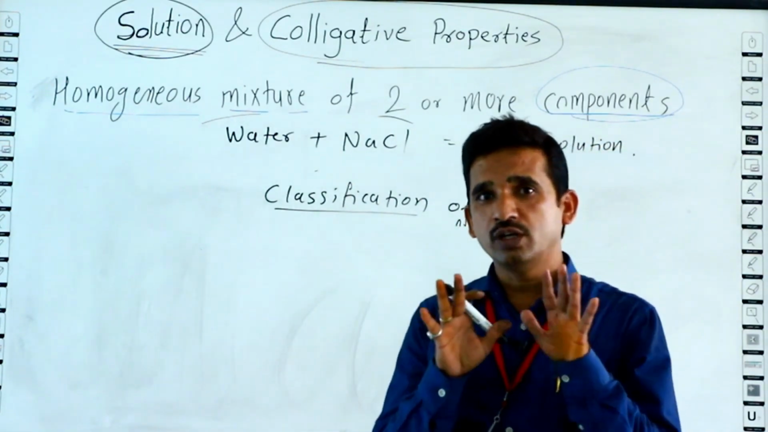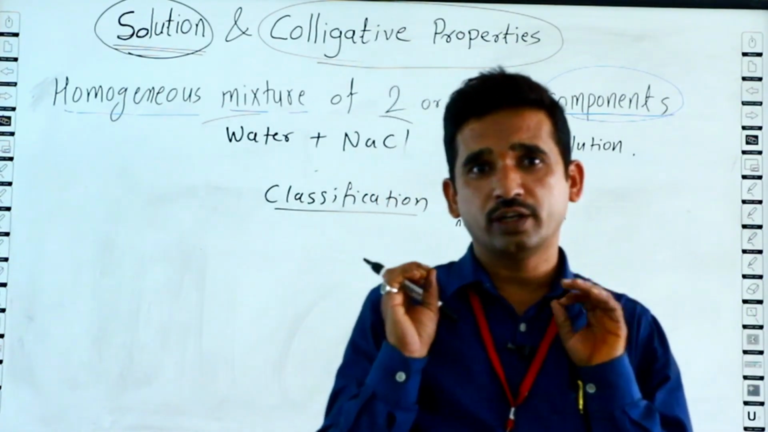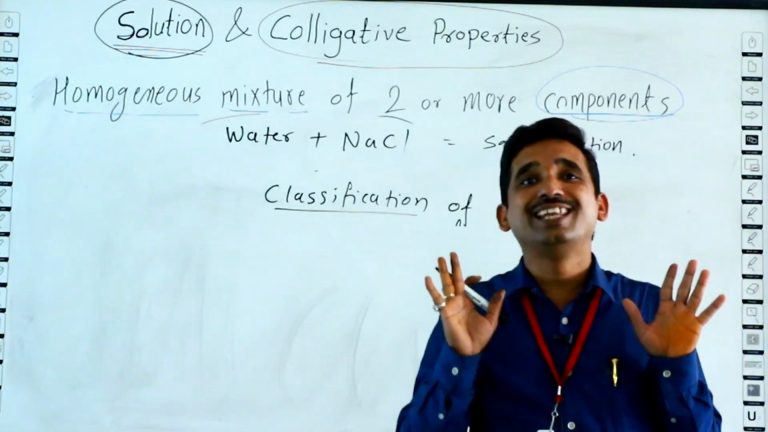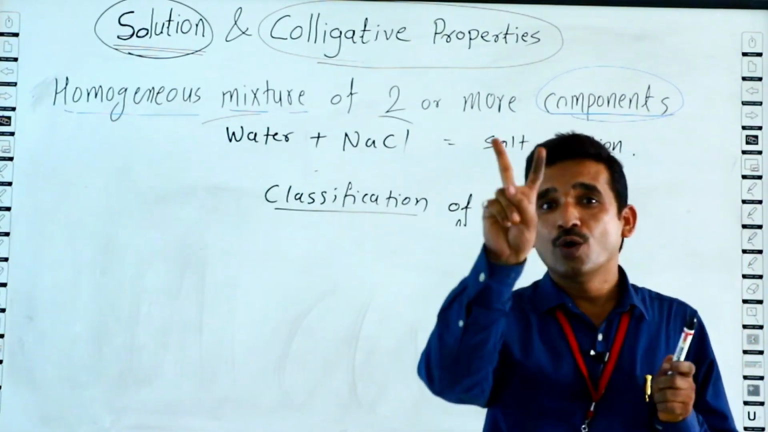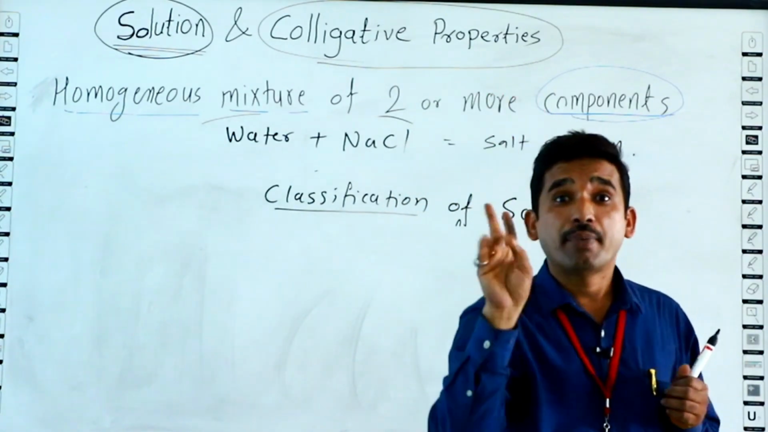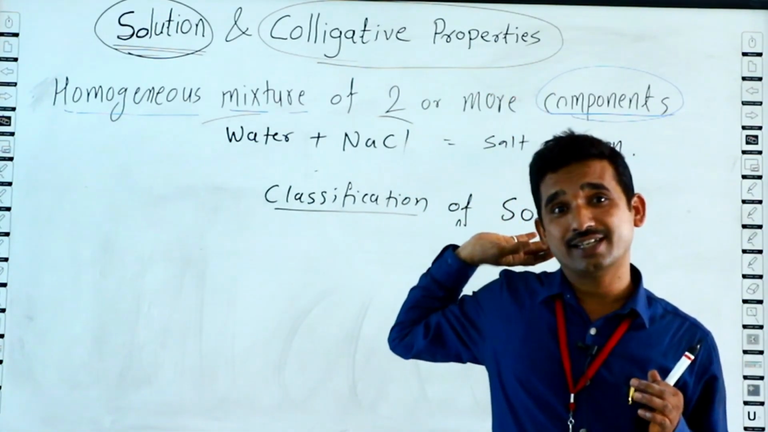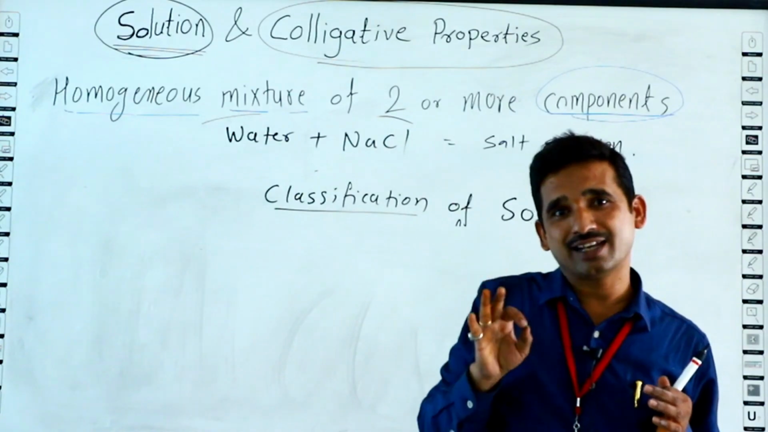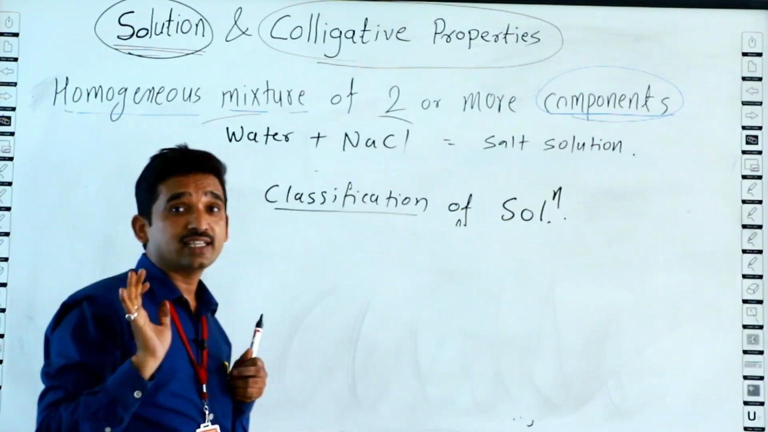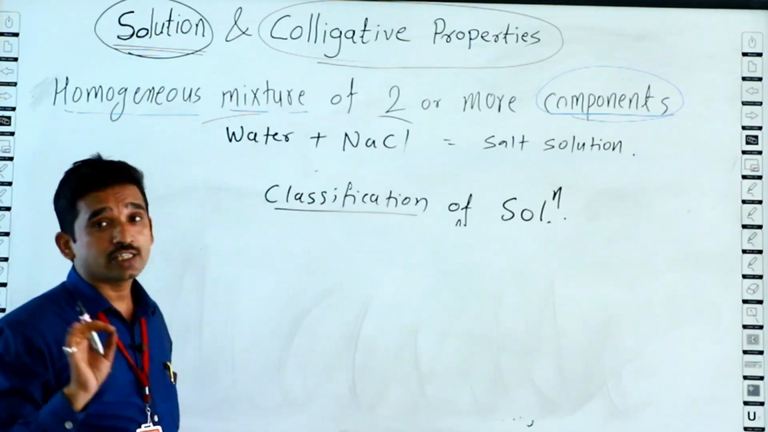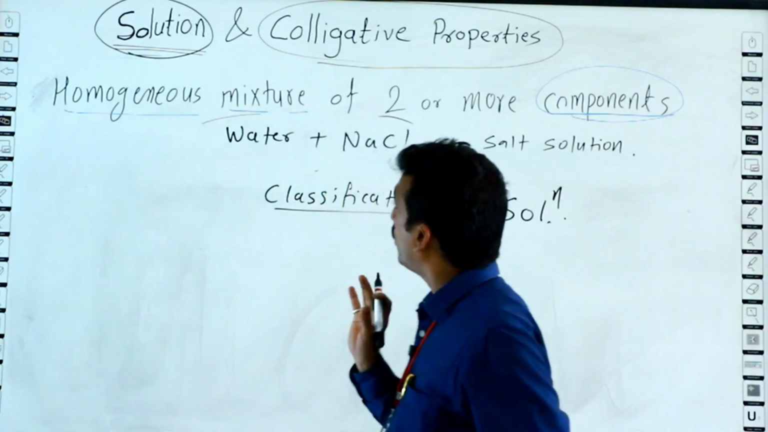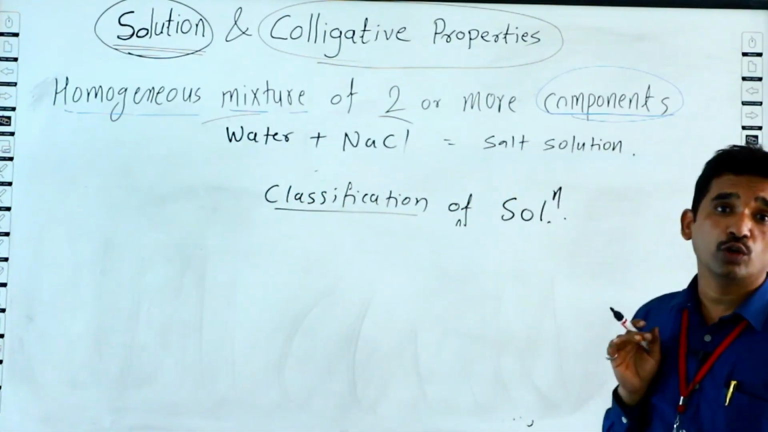In this chapter, don't bother about that, don't give tension, because we are discussing only binary solutions. We are not discussing ternary, quaternary or other types of solution. So in this chapter we are discussing only a binary solution. So what is a binary solution?